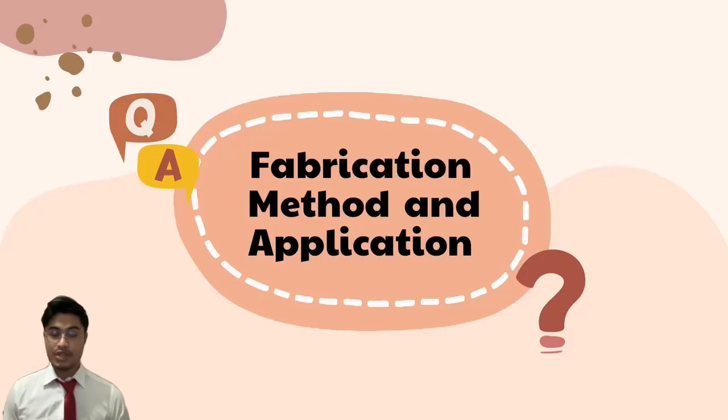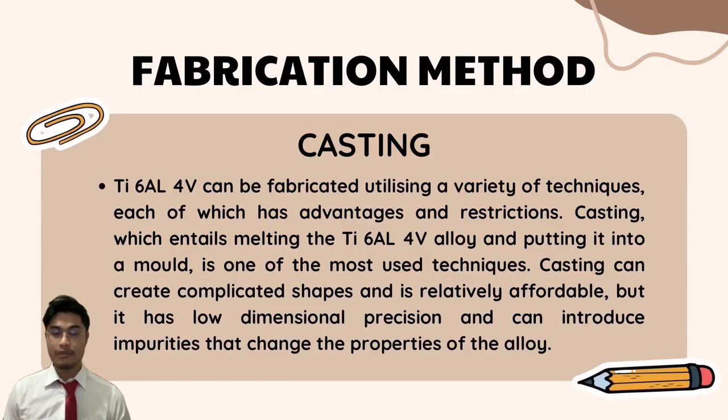Next, we move to the discussion of fabrication methods and applications. Ti6Al4V can be fabricated utilizing a variety of techniques, each of which has advantages and restrictions. Casting, which entails melting the Ti6Al4V alloy and putting it into a mold, is one of the most used techniques. Casting can create complicated shapes and is relatively affordable, but it has low dimensional precision and can introduce impurities that change the properties of the alloy.